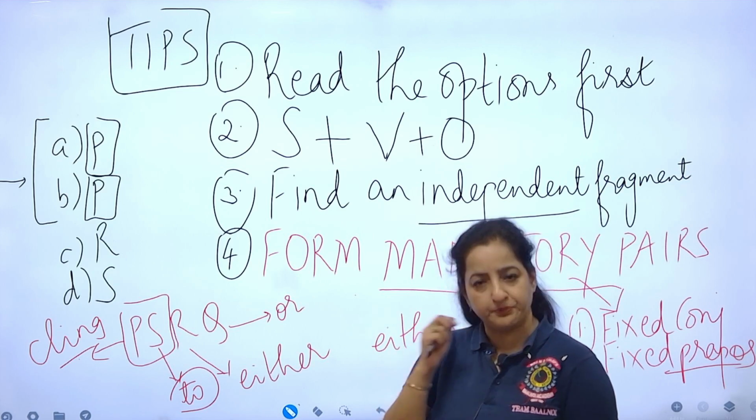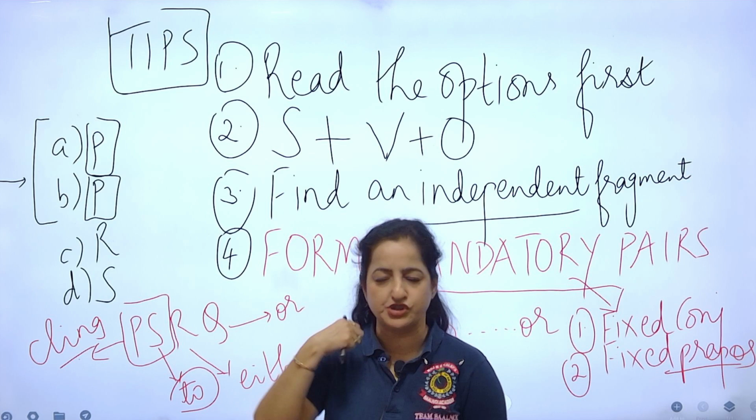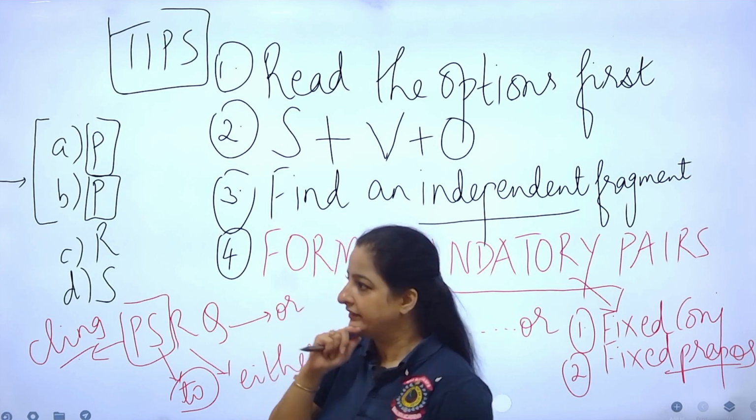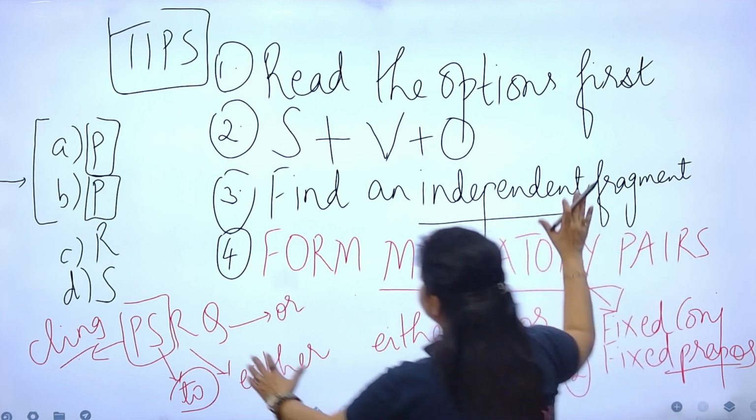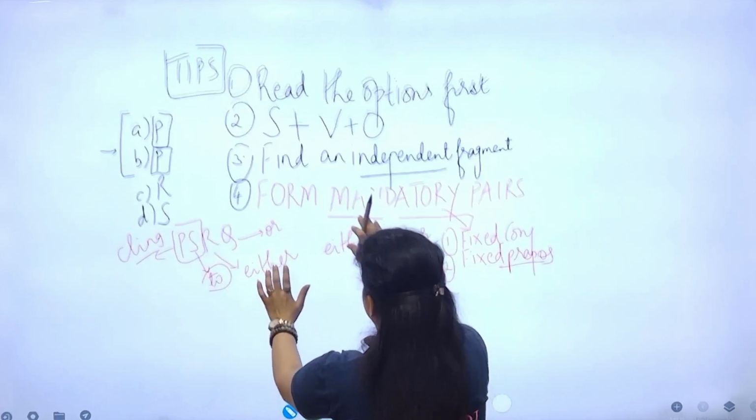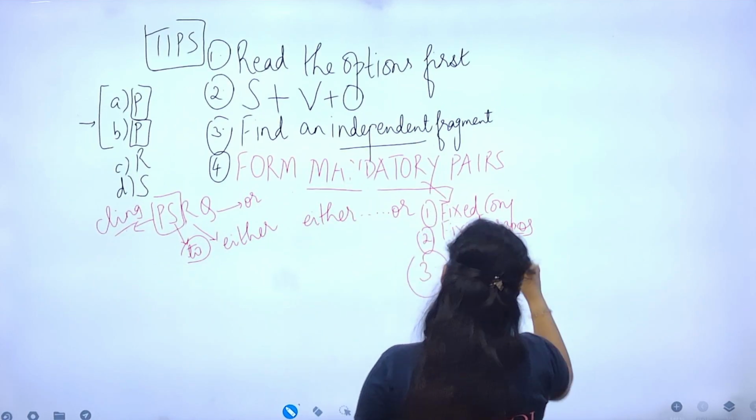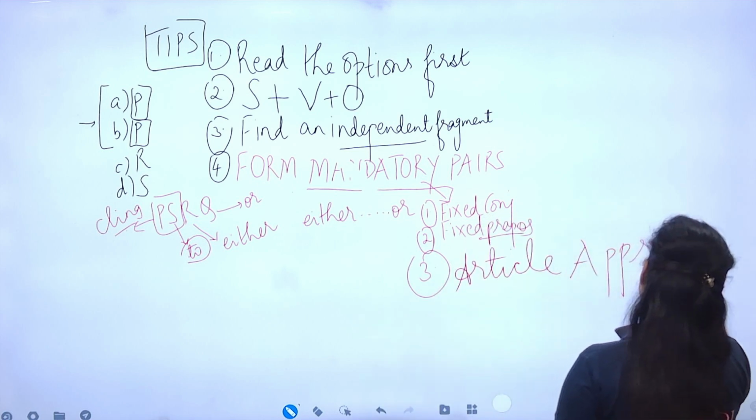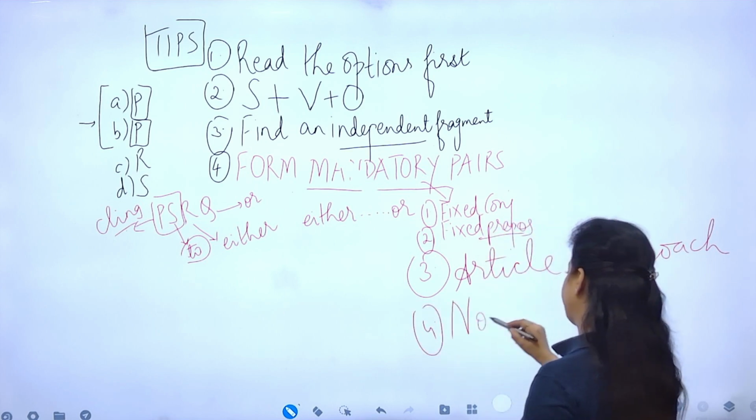So the point here is to form mandatory pairs. Please use your grammar knowledge to connect any two fragments. There could be one more approach for forming mandatory pairs. It is known as the article approach. Then there's one more, the noun-pronoun approach.